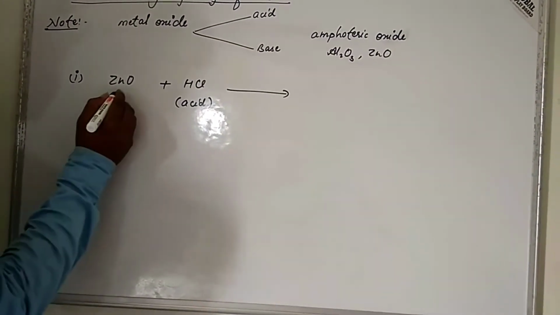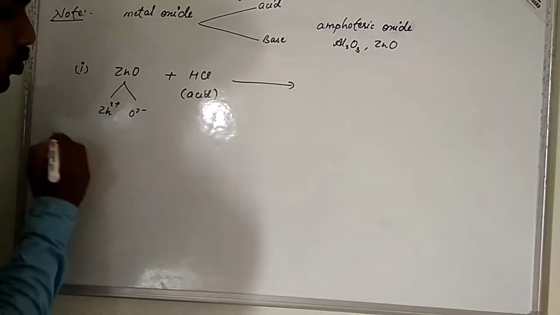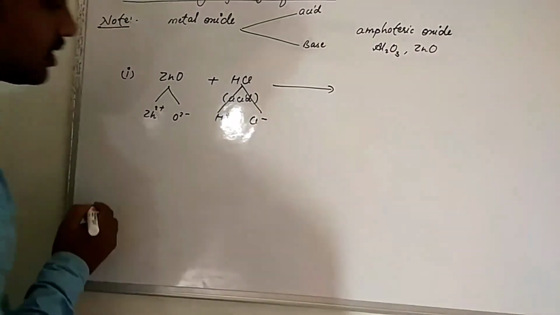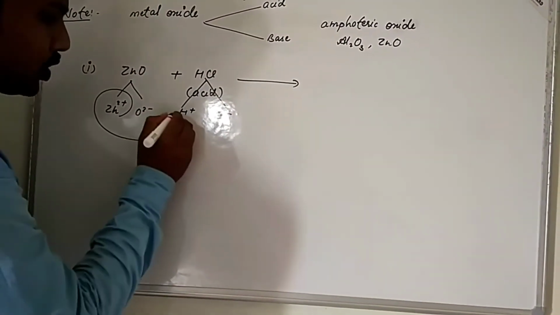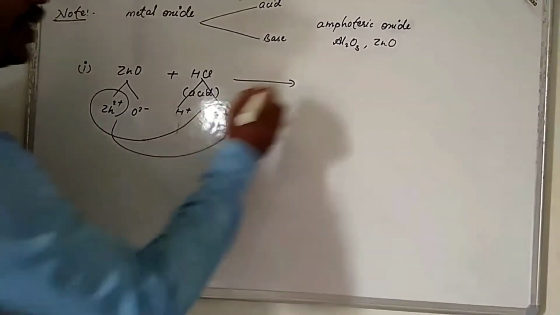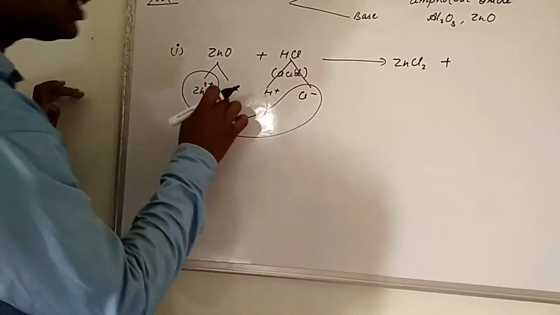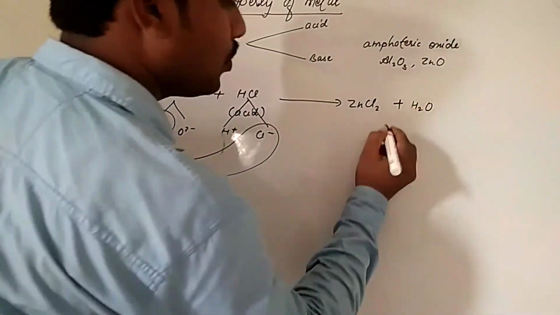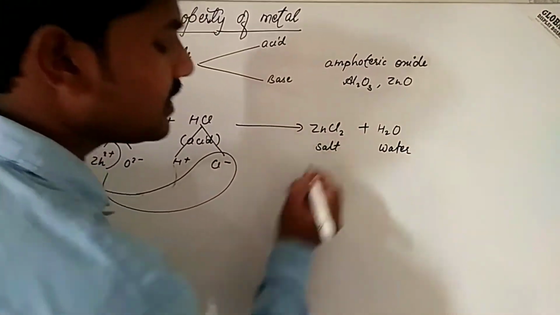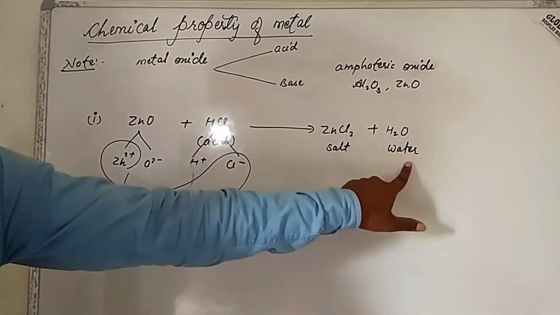Separate into their ions, children. Zinc contains 2 plus charge, oxygen contains 2 minus charge. This H plus contains Cl minus. Now, positive charge attracts negative charge. So children, it forms ZnCl2 plus H2O. Now this is water and this is salt. Clear, children? Now salt and water is formed.